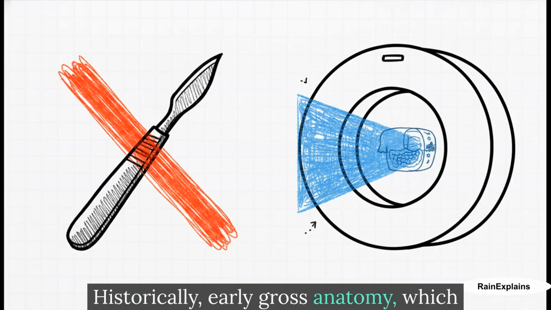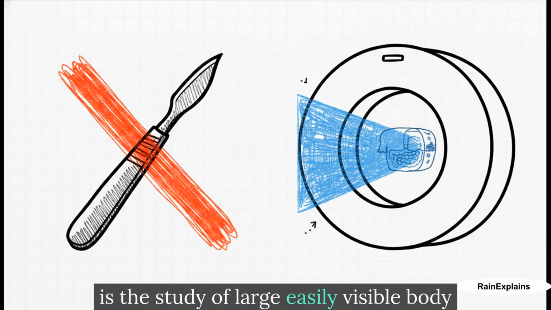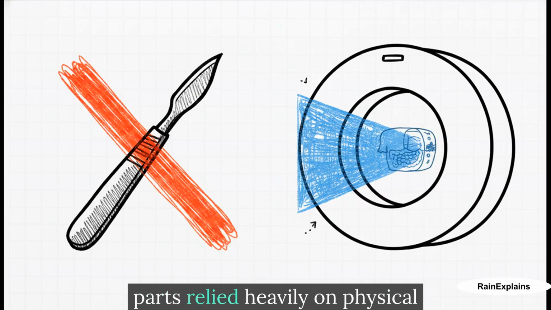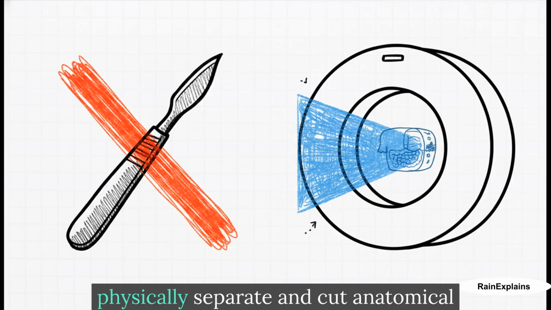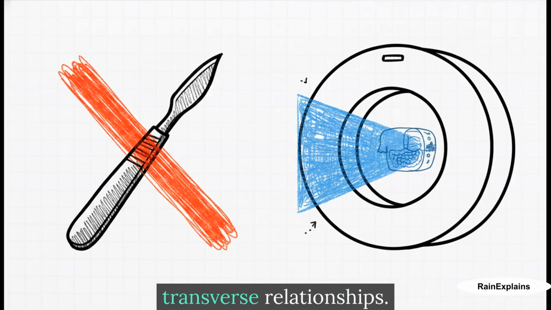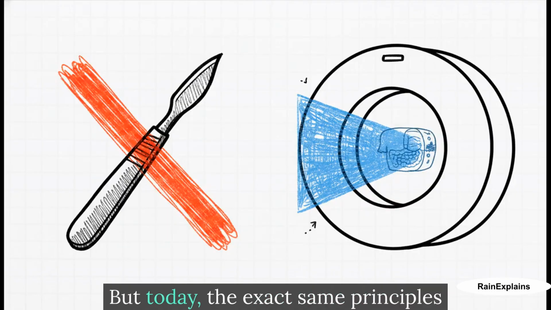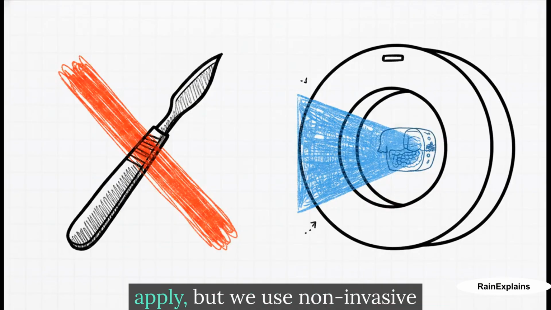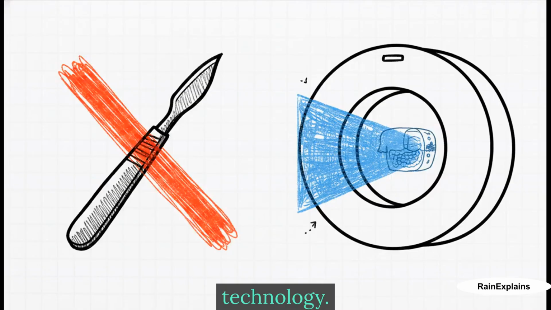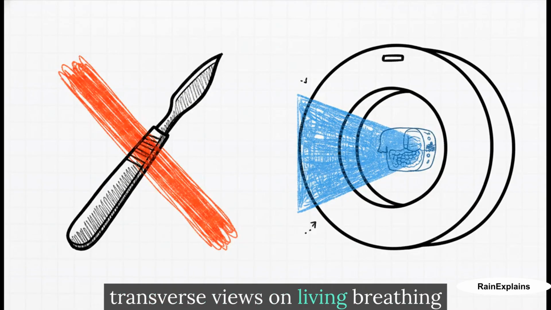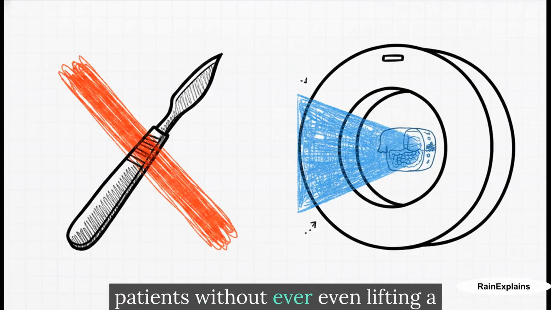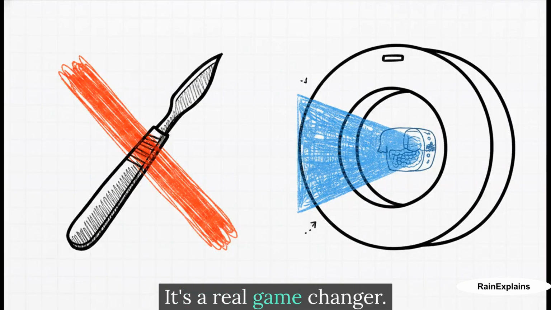Historically, early gross anatomy, which is the study of large, easily visible body parts, relied heavily on physical dissection. Anatomists and medical students had to physically separate and cut anatomical structures just to understand their transverse relationships. But today, the exact same principles apply, but we use non-invasive technology. We can achieve those precise horizontal transverse views on living, breathing patients without ever even lifting a scalpel. It's a real game changer.